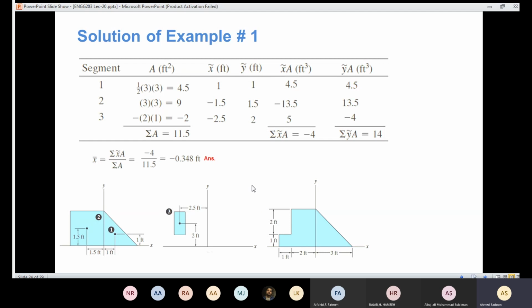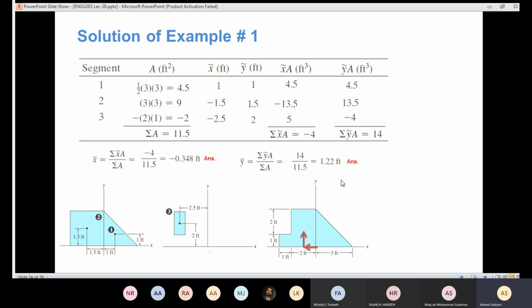Now I need to determine the value of Y bar. Y bar represents the centroid in the Y-axis for the composite body in the problem here. Now I know the summation of the Y hat A, which is 14, and here is the summation of the areas. And the answer came out to be 1.22 foot. So in X, I'm going to move negative, and in Y, I'm going to move positive. So the equation is here. Does it make sense? Yes, it makes sense for me.